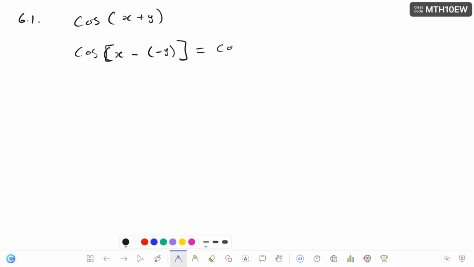So we're going to say cos x cos negative y. So since it's negative here, we need to write positive sine x sine negative y. So remember, this is a negative angle.